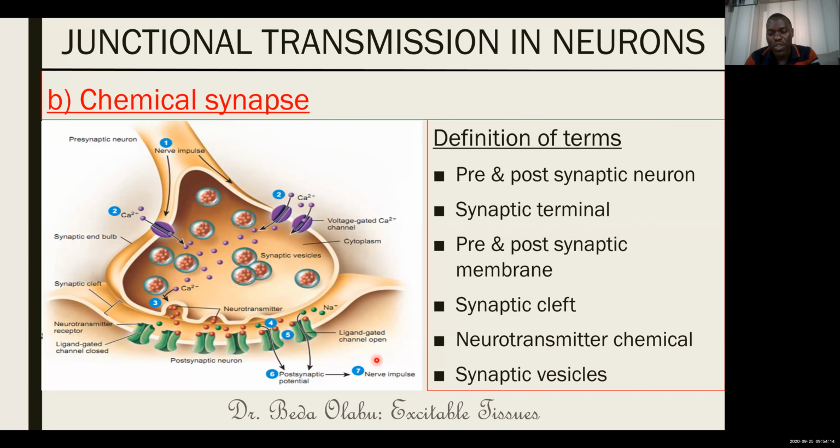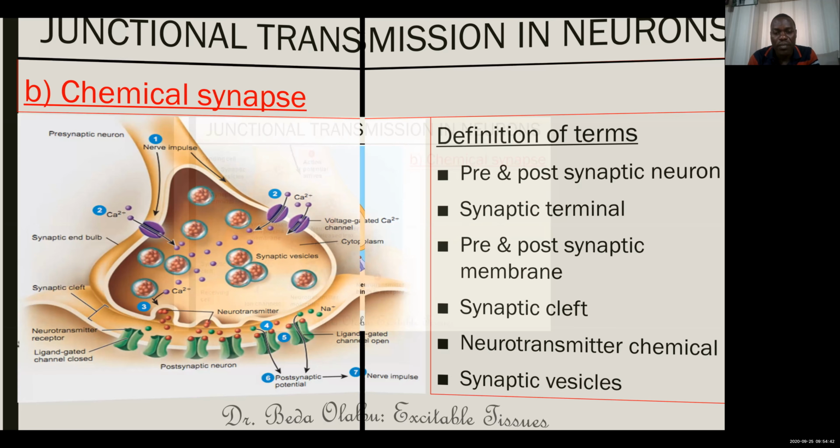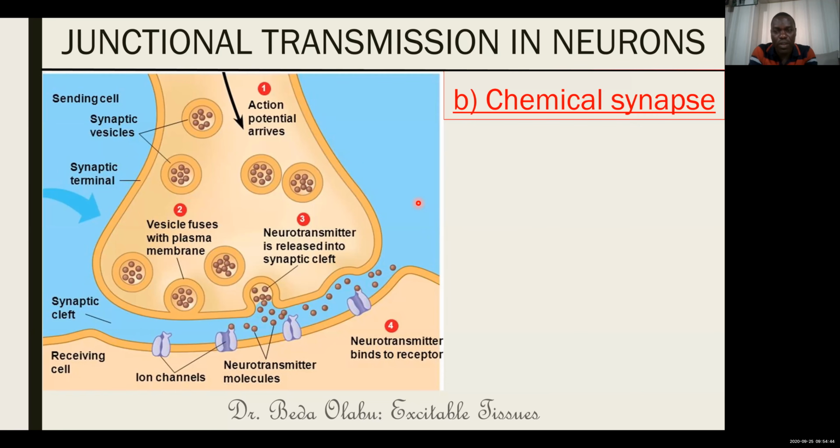Lastly, there's what we call the synaptic vesicles. The synaptic vesicles are actually secretory vesicles that contain the neurotransmitter. Secretory vesicles that contain neurotransmitter are known as synaptic vesicles. So that means they'll be present in the presynaptic cell, not in the postsynaptic cell. So with all that understanding, let's see how chemical synapse operates.